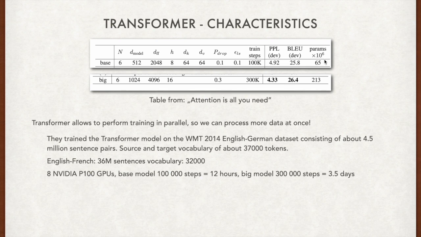In the case of the big model, we have twice as many attention heads, which results in embedding vectors of size 1024. The inner layer is also bigger, consisting of 4096 positions. The final model consists of over 200 million parameters. Those models were trained on datasets consisting of pairs of sentences expressed in English and German, and English and French. The training time was 12 hours in the case of the base model and 3.5 days in the case of the big model. They used 8 NVIDIA P100 GPUs for that purpose.